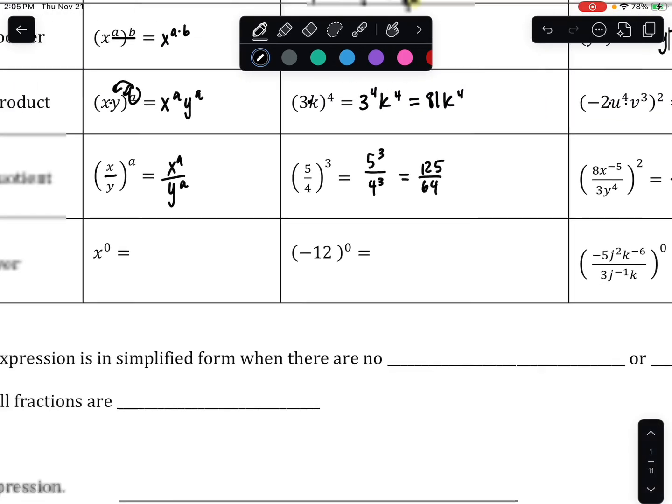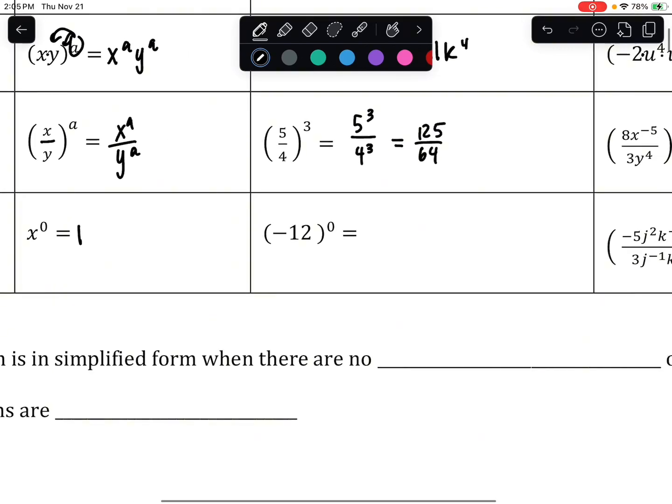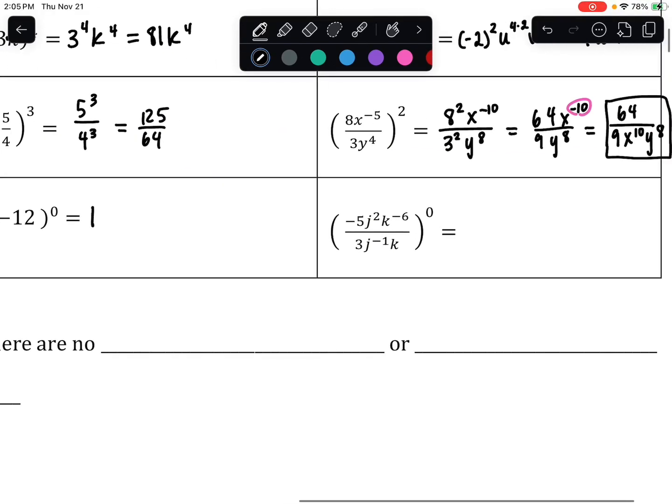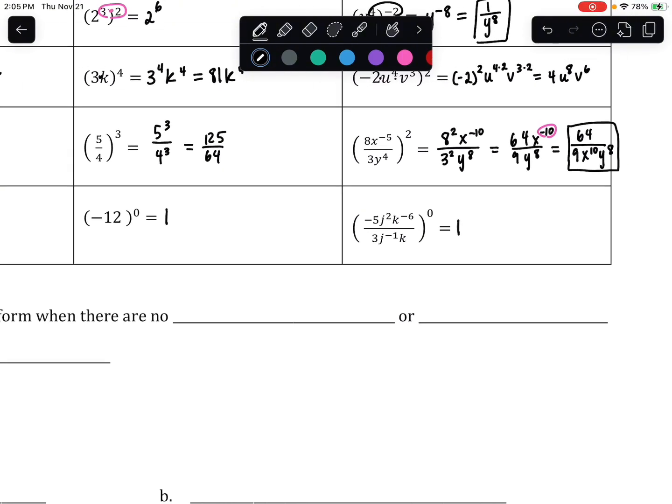And then lastly, anything raised to a 0 power will be 1. So negative 12 raised to the 0 power is 1. This entire ugly expression raised to the 0 power will be 1.